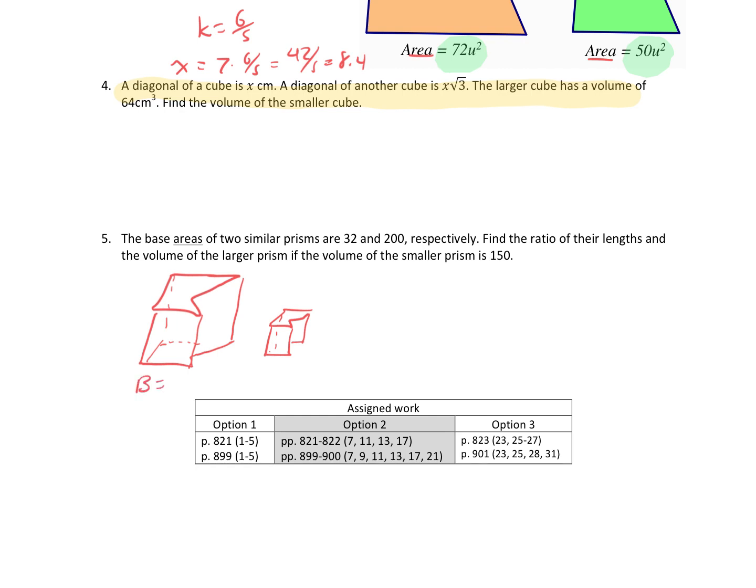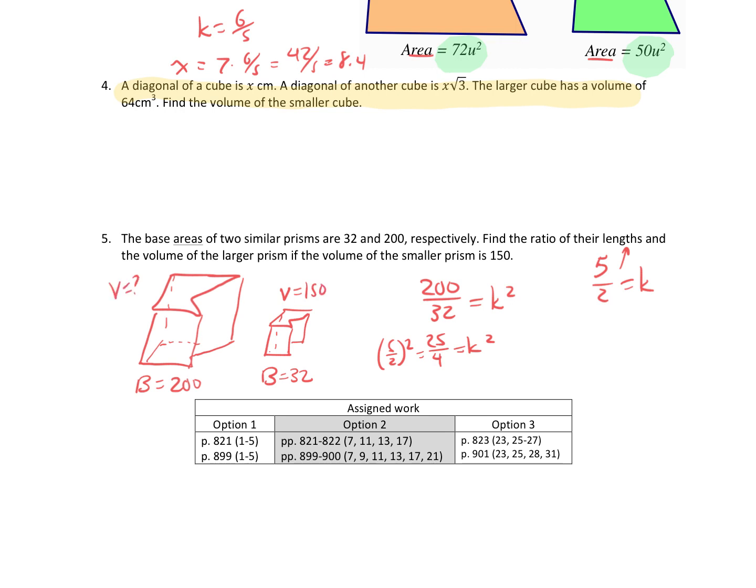Base area here is 200. Base area here is 32. Those are areas, so those are square things. When I divide those and find this ratio, the ratio that I'm finding is k squared. Does that reduce nicely? 200 over 32. Oh, good. That's the same as 25 over 4, which just so happens to be 5 halves squared. So I know already that 5 over 2 happens to be k. That's the ratio of their lengths, which I did.